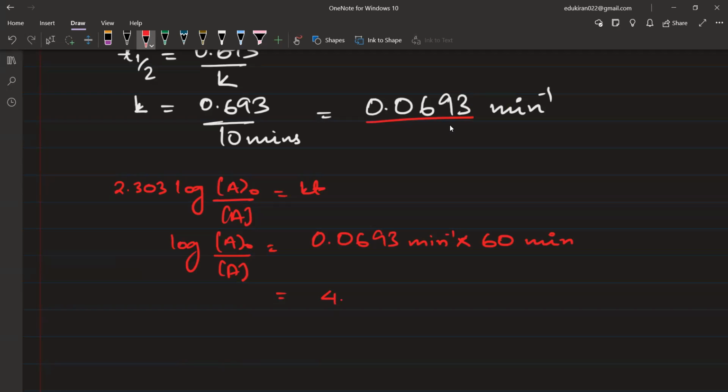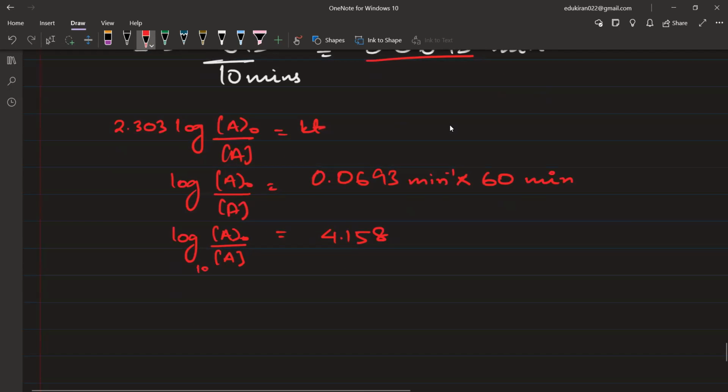This is equal to 4.158. Okay, so log of A naught upon A is equal to 4.158. So I need to calculate A naught upon A is equal to 10 to the power 4.158. Yes or no? Yes, sir. Tell me, how much will it be? Tell me what will be this value?